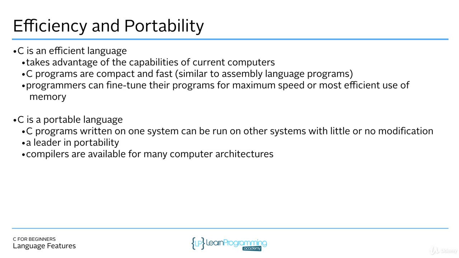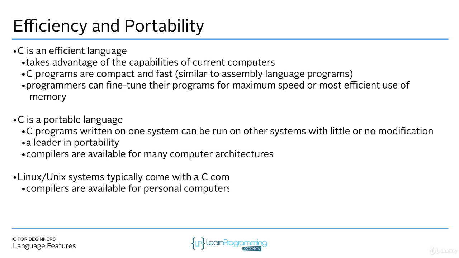You write C and it will work on all sorts of different hardware, all sorts of different operating systems. In fact, C is the leader in portability, and the compilers are easily available. You can get a compiler on Windows, Linux, no problem. Linux and Unix systems typically come with a C compiler, so you don't even have to download it. Same with the Macintosh. So you can start writing C programs immediately, with no external downloads.